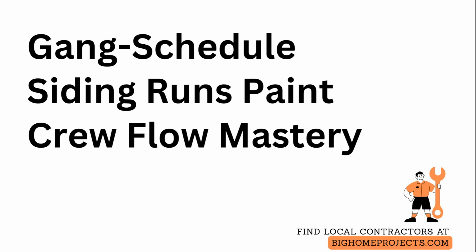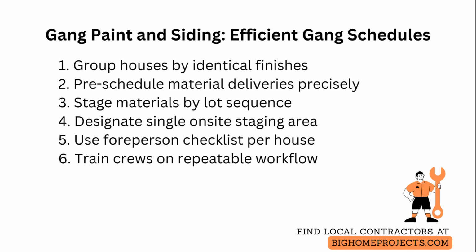Gang paint and siding installation cuts per unit costs by coordinating crews to work on several houses in sequence. Coordinating gang paint and siding requires tight scheduling and clear scope documents so crews can move from one house to the next without delay. Start by grouping houses by identical exterior finish so painters and siders use the same paint and siding profiles, which reduces cutting, mixing, and setup time.